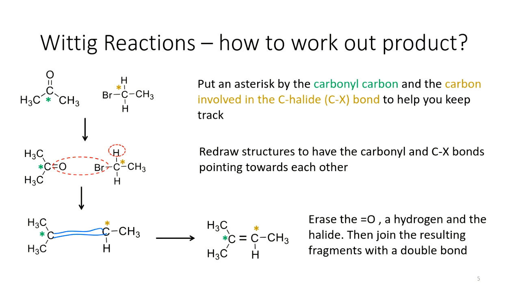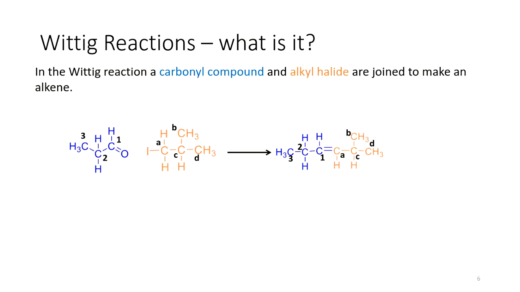Let's do another example. Here, this time, instead of our ketone, we're doing an aldehyde, but it undergoes the Wittig reaction just the same. We know that we're going to lose the carbonyl oxygen, and we're going to lose the halide and a hydrogen. And notice that the halide and the hydrogen are both attached to the same carbon. So those are going to go. And in the product, we have our alkene with our double bond being formed between what used to be the carbonyl carbon, and what used to be the carbon that had the halide attached.